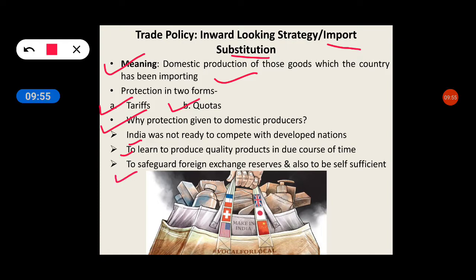Third point is to safeguard foreign exchange reserves and also to be self-sufficient. Obviously, if I am not importing anything from another country, I am actually saving my foreign exchange. So this tends to add up to my reserves, and also I'll be more self-sufficient. I don't have to depend on other countries for importing.